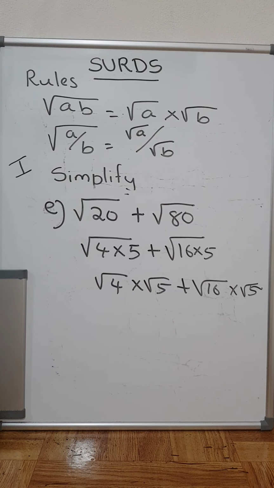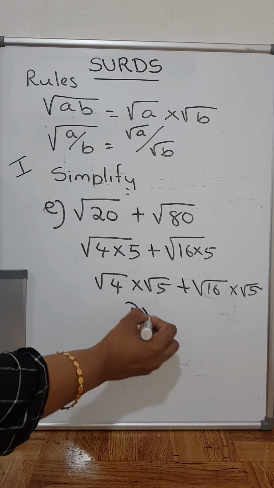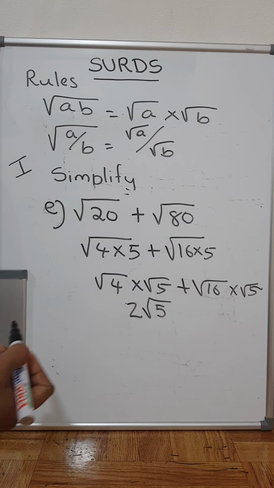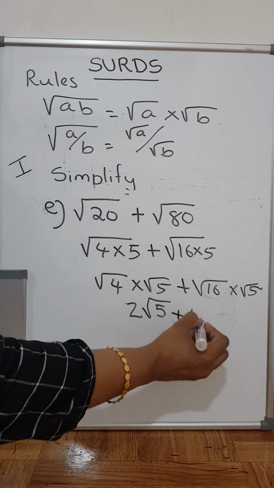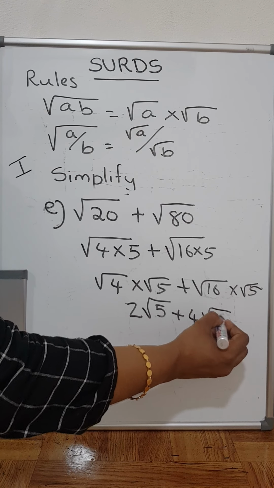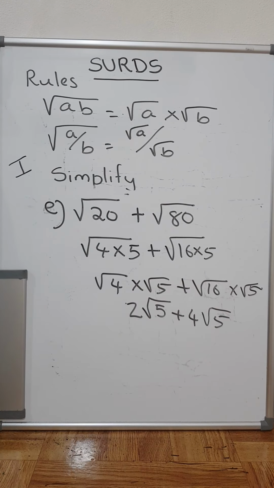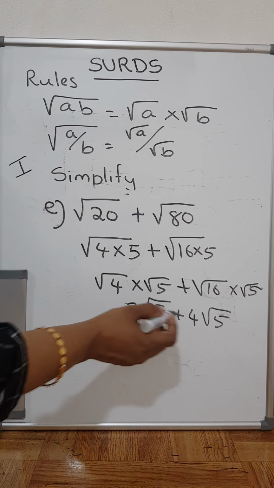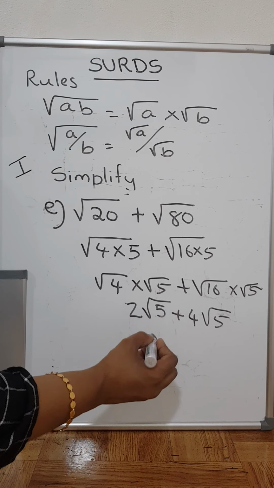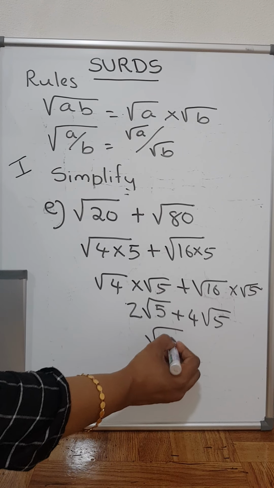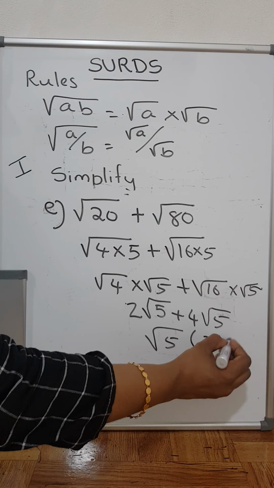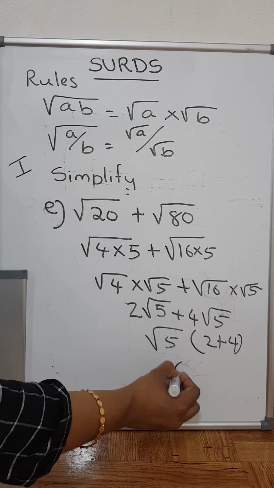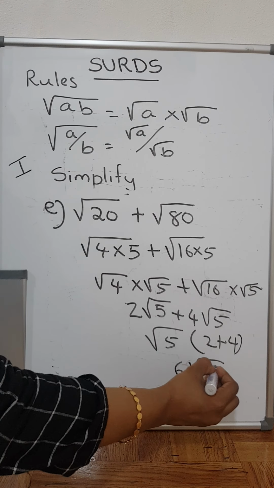Now you see square root of 4 is 2. So this is 2 root 5. 2 root 5 plus 4 root 5 because square root of 16 is 4 and square root of 5 that cannot be further simplified. 2 root 5 plus 4 root 5. You see root 5 is common here. So put outside the bracket 2 plus 4. So root 5 times 6, that is 6 root 5.